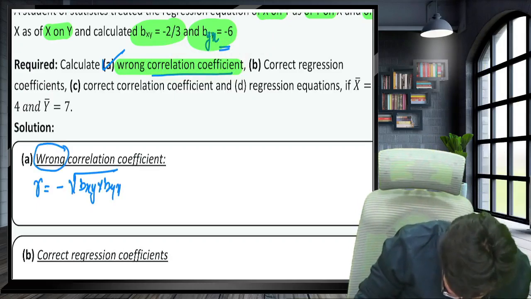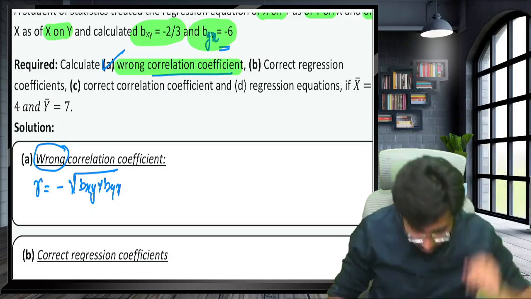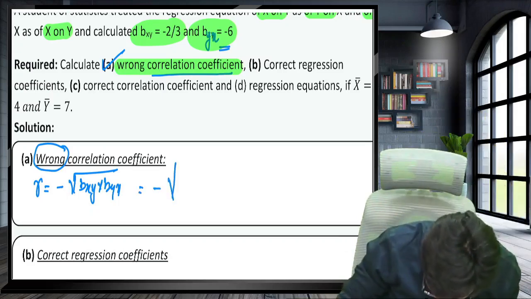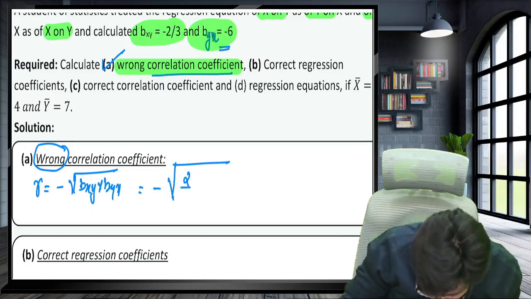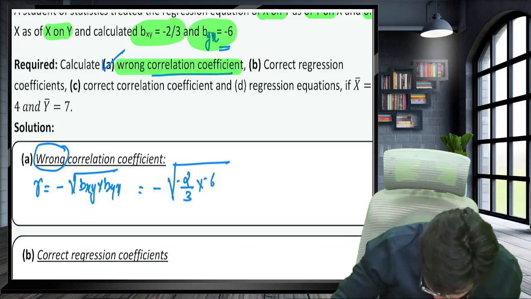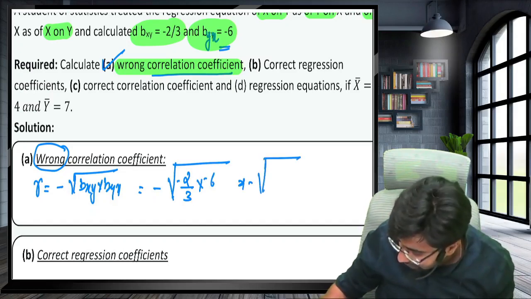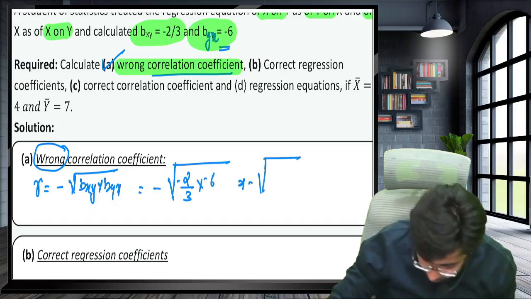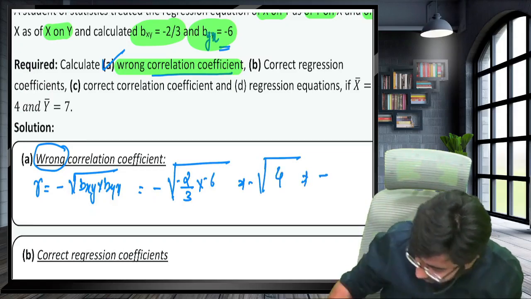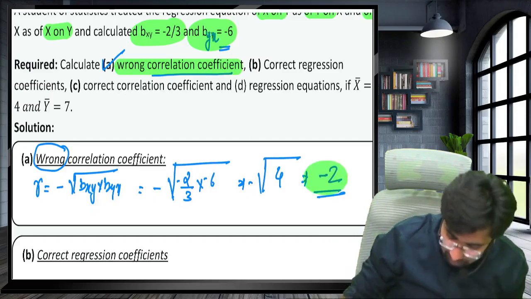Sir, since you want the wrong R, you have to take the wrong by on x and wrong things. Let's multiply 2 by 3, minus sign multiplied by minus 6, minus will be plus. So minus under root of 2 into 6 divided by 3. Guys, under root 4, minus sign outside, it will be minus 2. Minus 2 is the right answer.